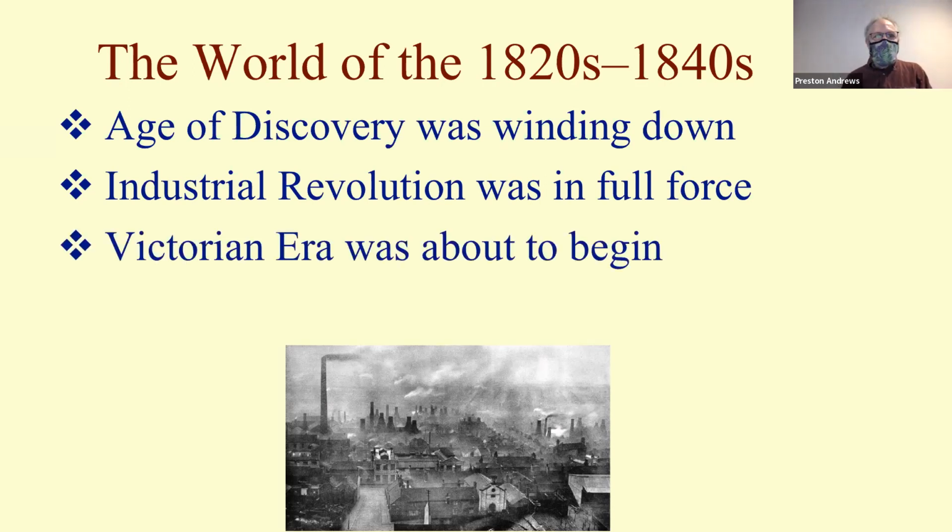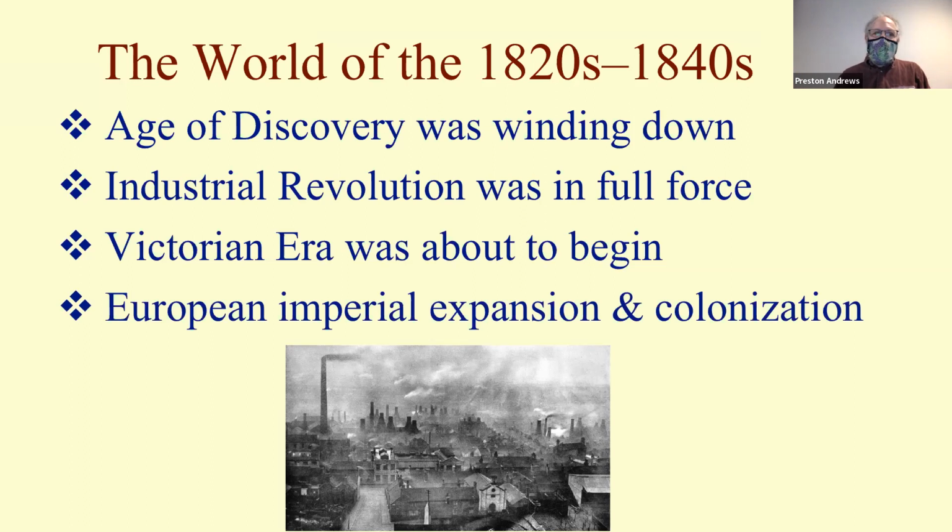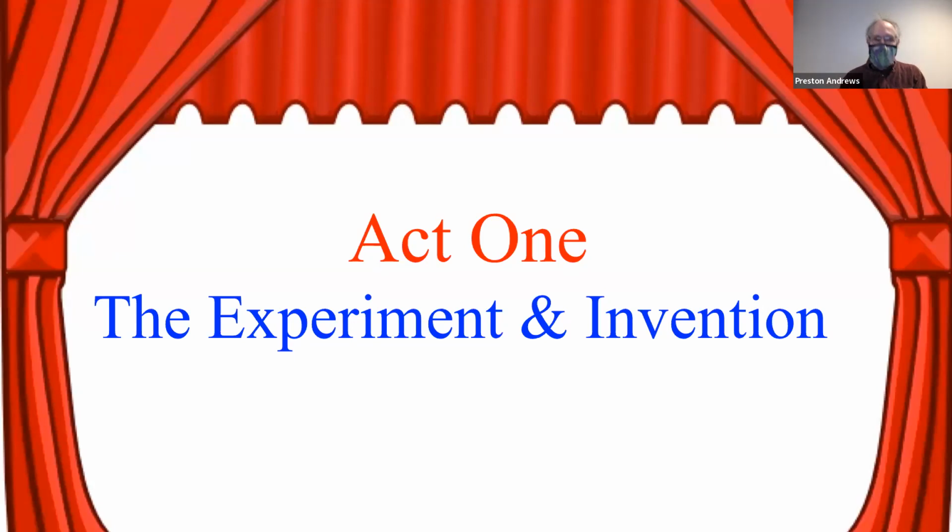It was also about to begin the Victorian age, the great age of art and industry that Queen Victoria and her husband, Prince Albert, fostered in their reign. It was also an age of imperial expansion of the European nations, Britain, France, Germany, the Netherlands, and later the US, and colonization. This is a story about imperialism and colonization, and you'll hear what that means.